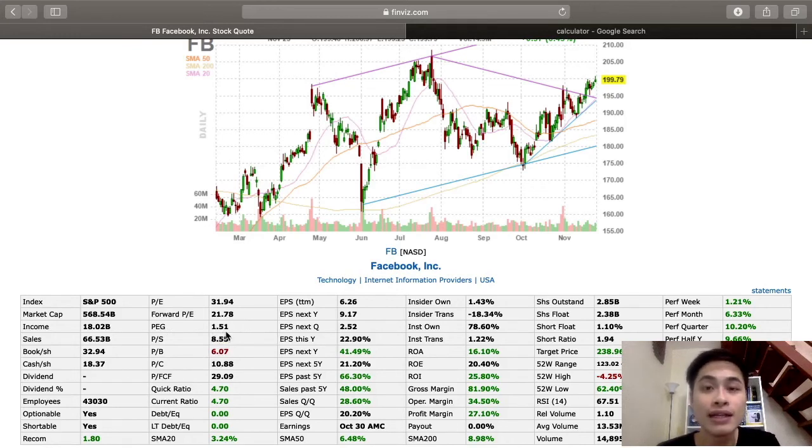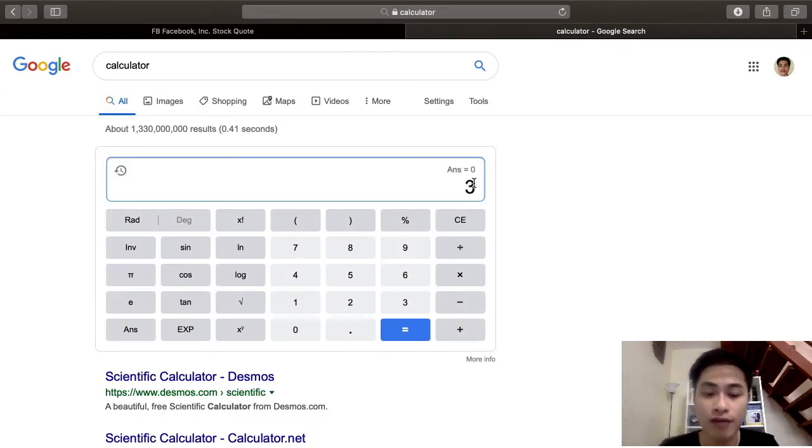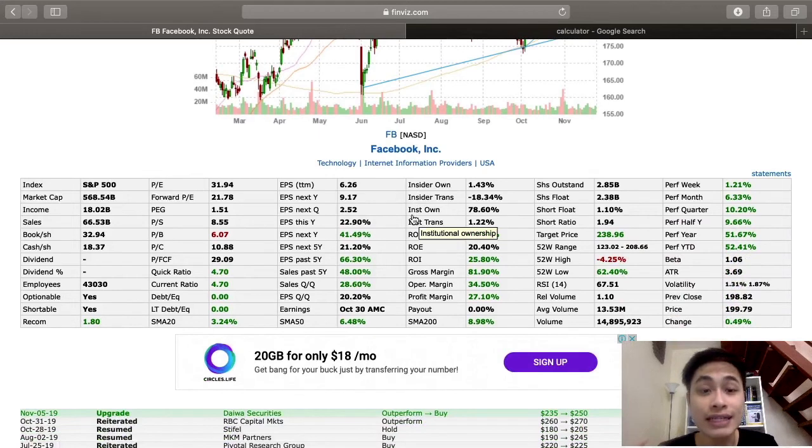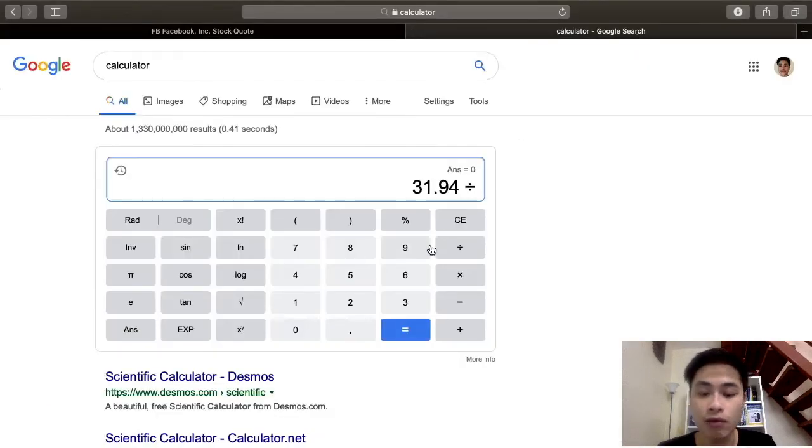Remember, we learned in the earlier slides that we want to first take the price earnings ratio, which is 31.94 in this case. So we key in 31.94 in my calculator, divided by the earnings growth rate. So where do we find the earnings growth rate? When we want to find the earnings growth rate, we always take the earnings growth rate for the next 5 years as the benchmark. So in this case, we want to take the earnings per share for the next 5 years, which for Facebook is 21.2%. So we key that down, 21.2%. What we get will be 1.51.